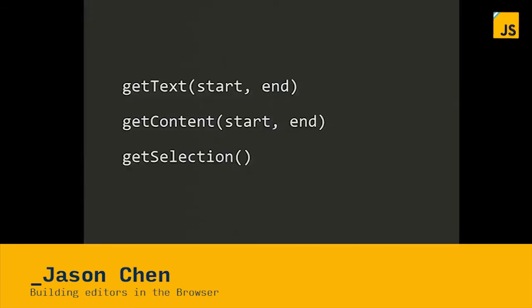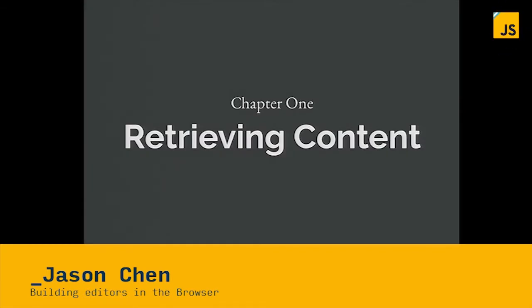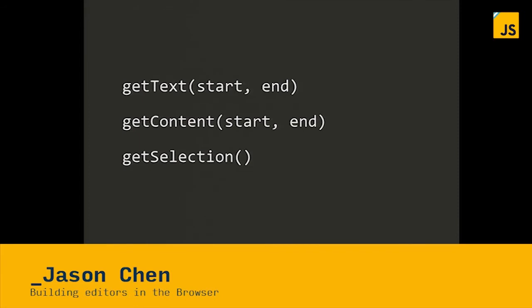Okay, we're back to this. So first part, retrieving the content. Like I said, we don't want you to have to deal with HTML. So there's a few ways you can get content. There's getText, which is just plain text. And getContents, which is basically an array of the content that I'll show more in the demonstration.